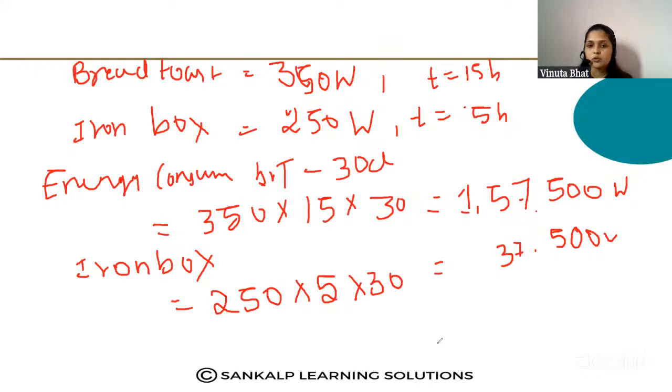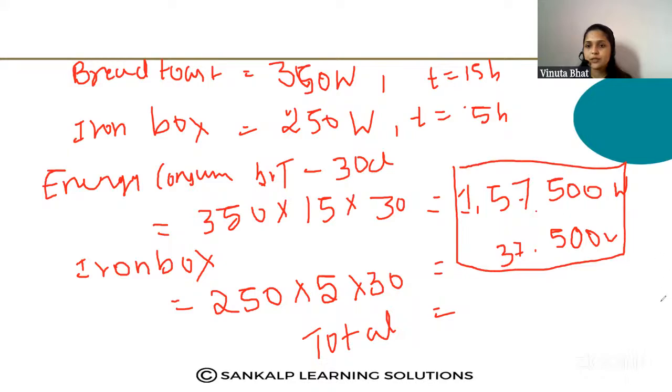37,500 watt. So what is the total energy consumed? You have to add both values. So you have to add this value, 1,95,000 watt hour. So you have to convert this into kilowatt hour.